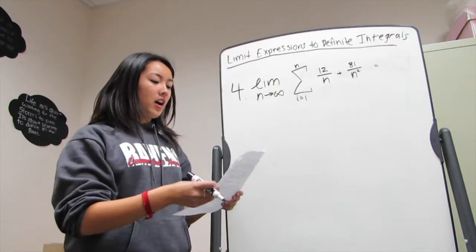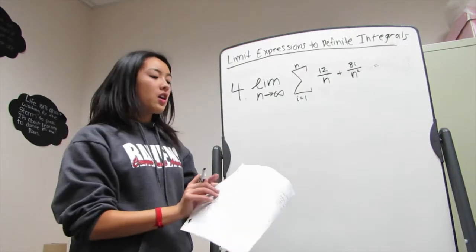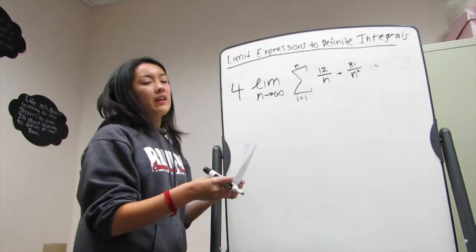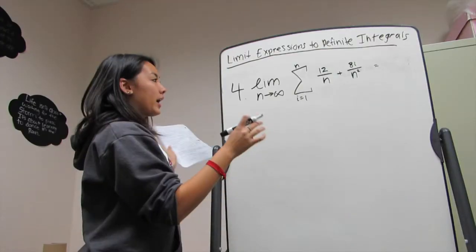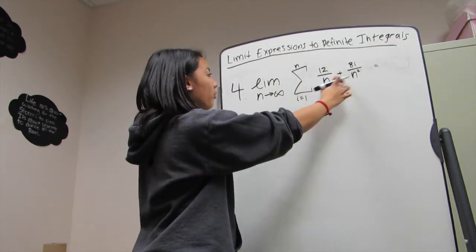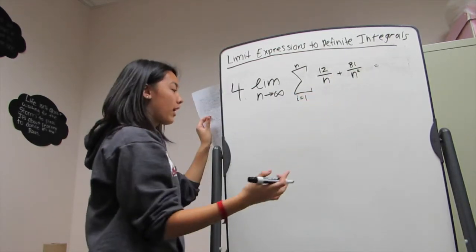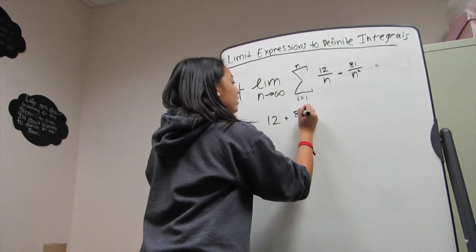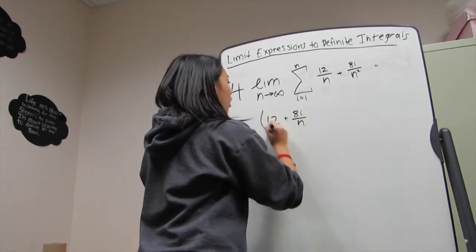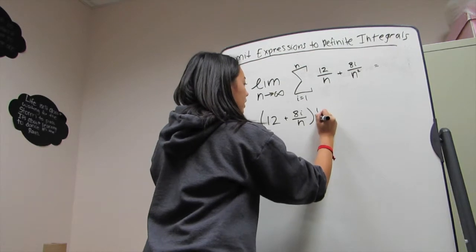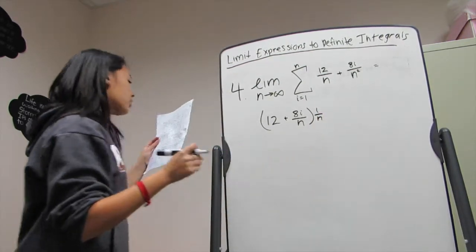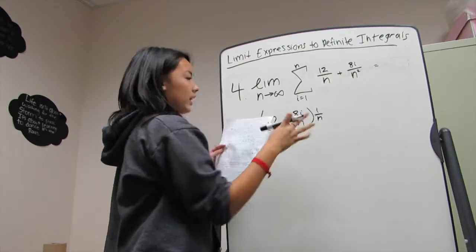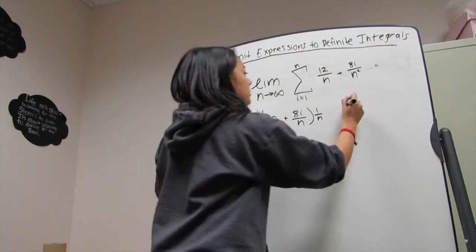So in this problem, unlike the other ones, it's harder to see what your change is in the function. So we're going to have to do a little bit of factoring. As you can see, they both have a constant over an n value, which can be factored out, which will give you 12 plus 8i over n, all times 1 over n. And this will be our new change in x. So that means that like the last one, our interval will be from 0 to 1.